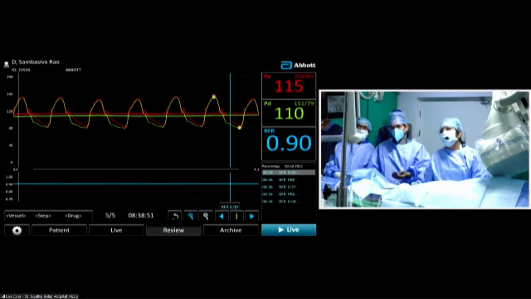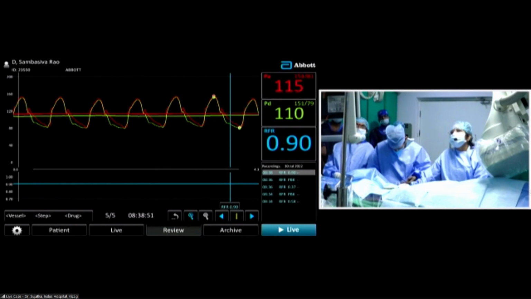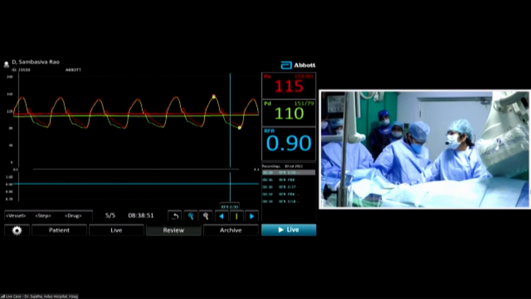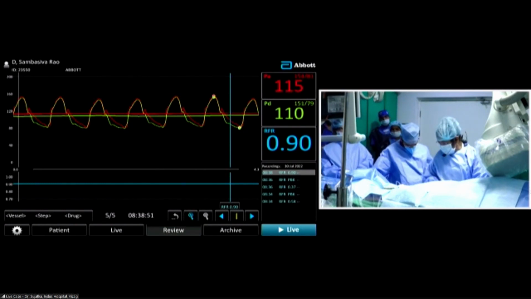OM2 came negative anyway, so the only thing is whether to do OM3 or OM1. If you think OM3 is smaller, we leave it to you. OM1 can be tackled, then you can tackle left main to LAD. So do you want to implant a stent? Do you want to use a drug balloon?